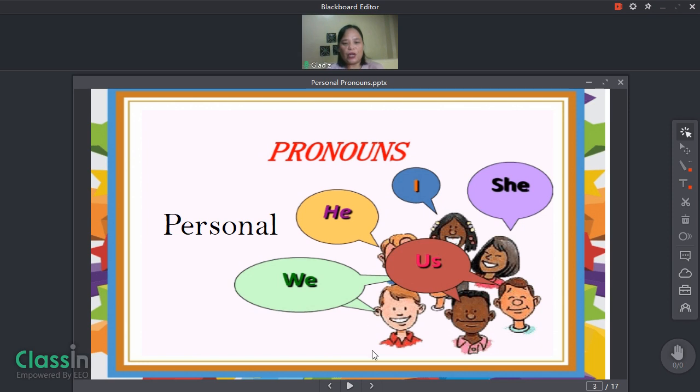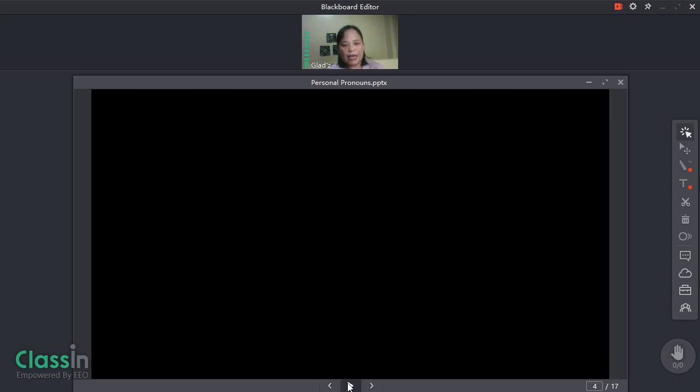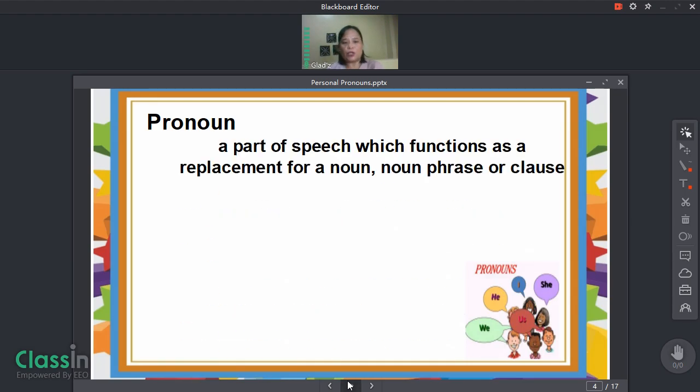Now it's time to define the pronoun. A pronoun is a part of speech which functions as a replacement of a noun, a noun phrase, or a clause. Examples of pronouns are those words that you put in the jar. Or look at the bottom part of the PowerPoint: we have the we, the he, the I, and the she. These are also a few examples of pronouns.